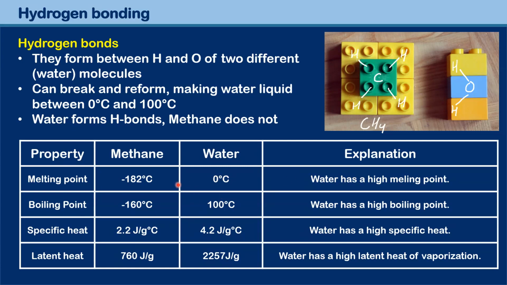Now, water also has a high boiling point because it takes a lot of energy to break these hydrogen bonds. If you compare it to methane, going from minus 160 to 100, that's 260 degrees difference.